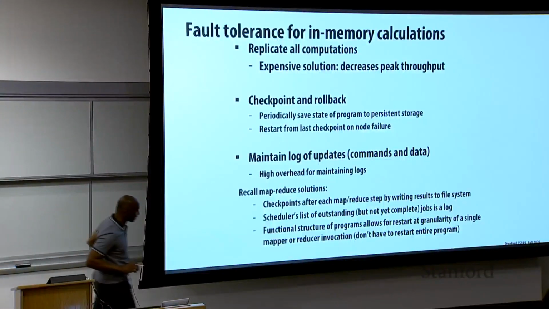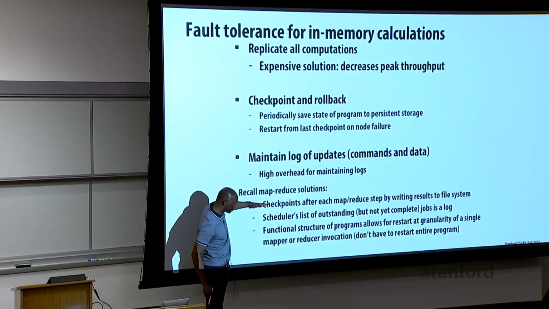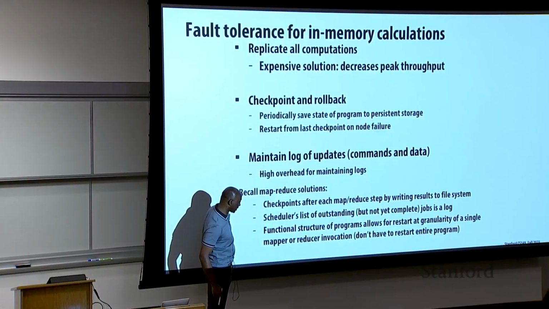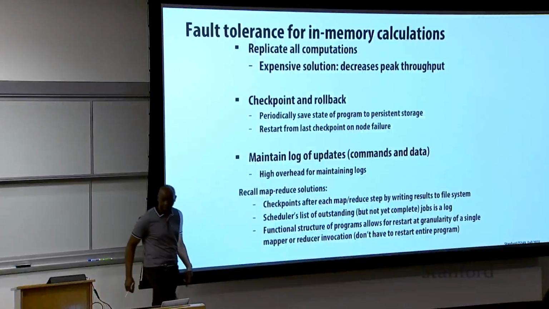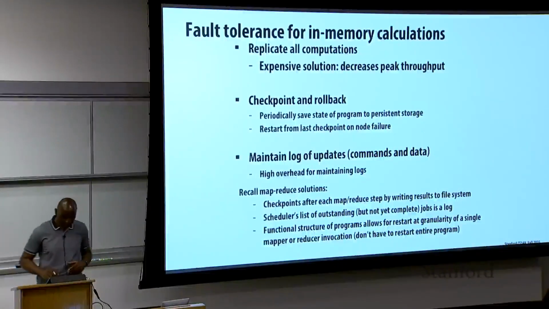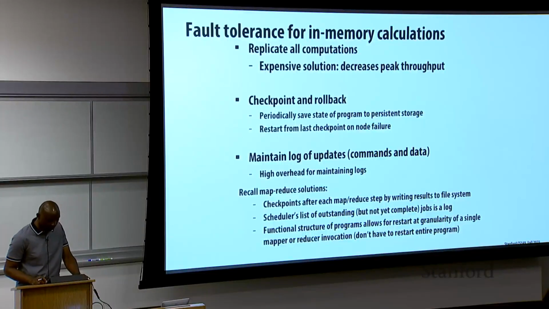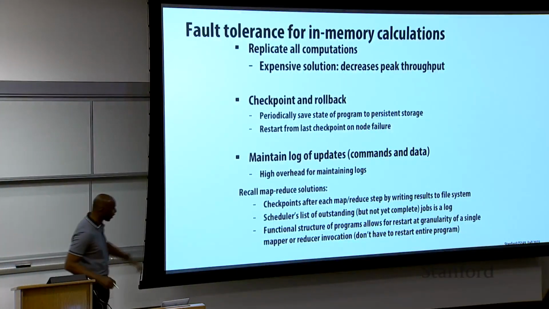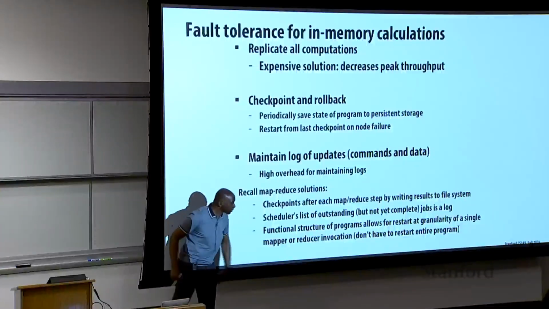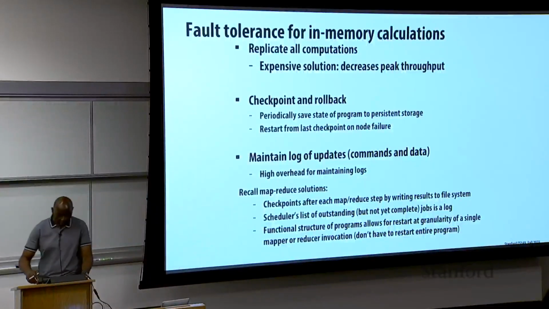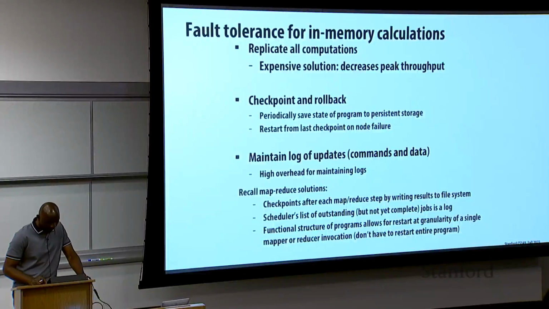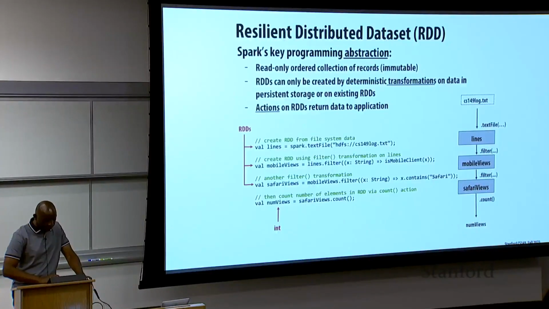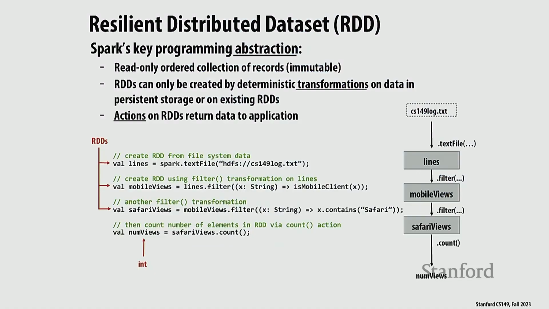Okay, so in this case we're going to checkpoint after each MapReduce by writing results to the file system, and then the scheduler is going to make sure that it's keeping a list of what needs to complete, and it will rerun things that fail. And the functional structure of programs allows for the restart at the granularity of the mapper or reduce task. Okay? All right. So how does Spark solve the problem?